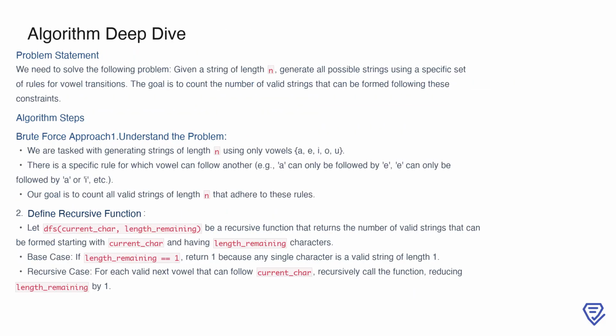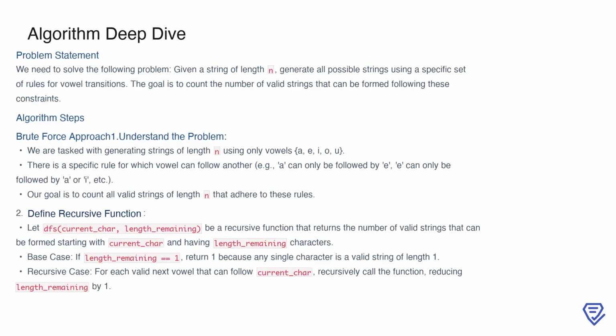To start, our goal is to count the number of valid strings of length n that can be formed using the vowels a, e, i, o, u, following specific transition rules. For example, a can only be followed by e, e can only transition to a or i, and so on. A brute force approach to this problem involves generating all possible strings of length n and checking if they meet these rules. However, this would be computationally expensive, so we need a more systematic method.